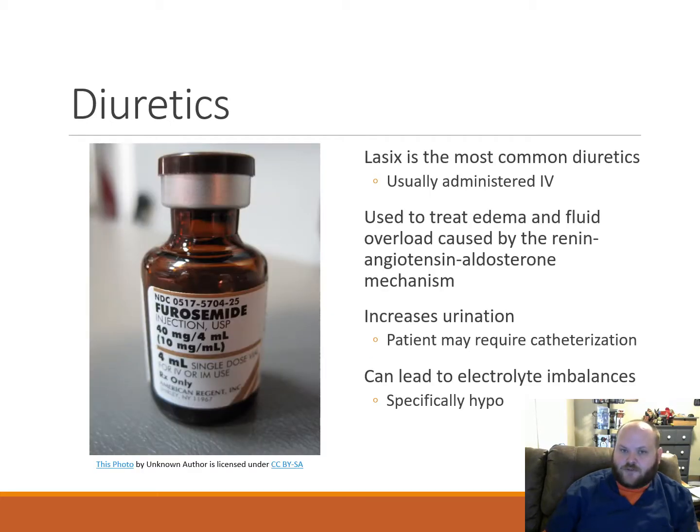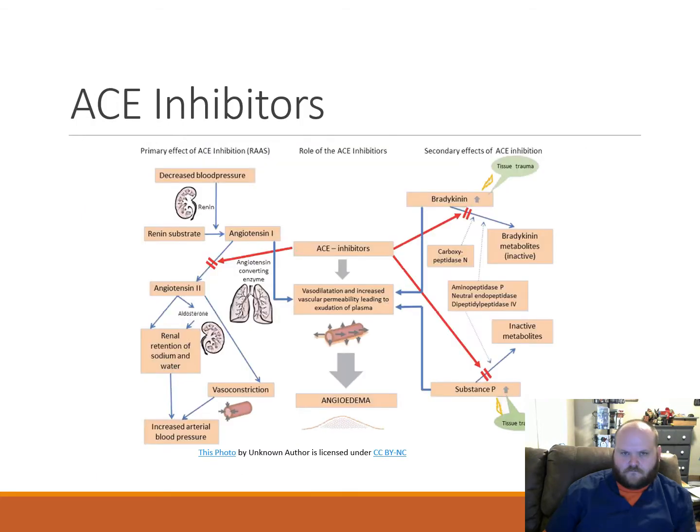Diuretics are frequently prescribed for the treatment and management of heart failure due to the edema caused by the renin-angiotensin-aldosterone mechanism. Diuretics promote urination to reduce the fluid volume, which in turn improves cardiac output as well as preload. An important clinical consideration when administering diuretics, such as Lasix, in large doses or intravenously, is to determine if the patient requires catheterization, especially if their mobility or cognition is impaired.